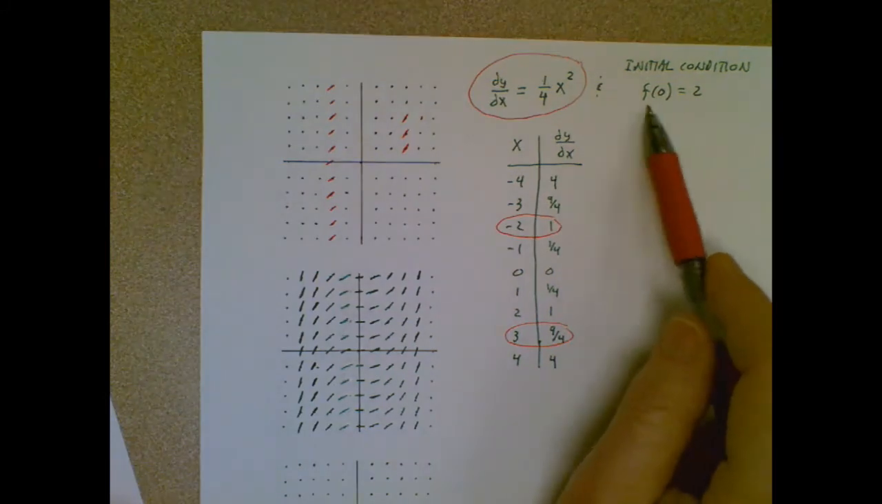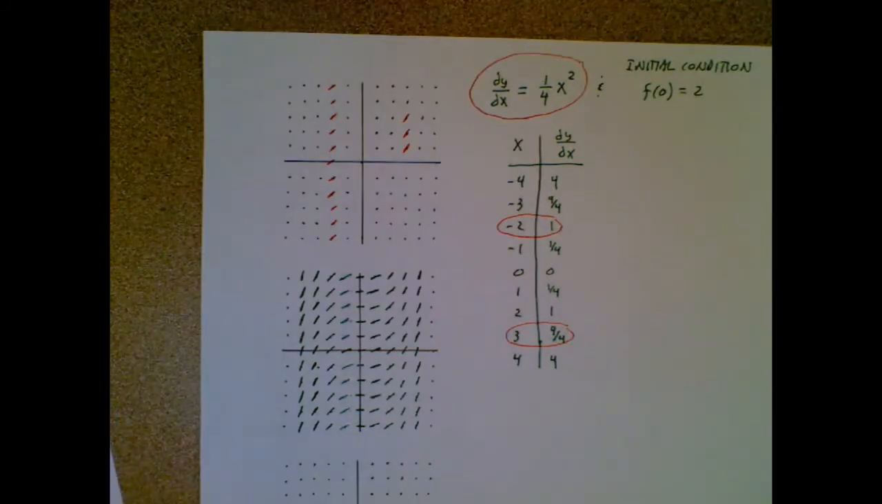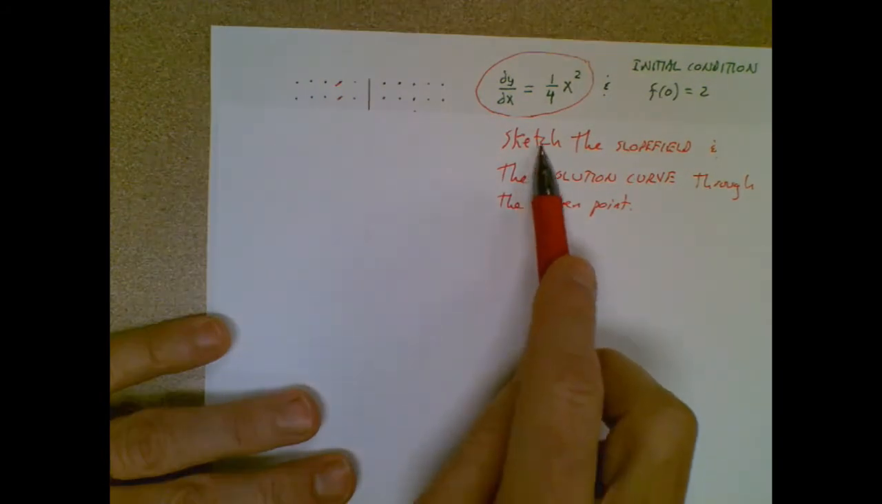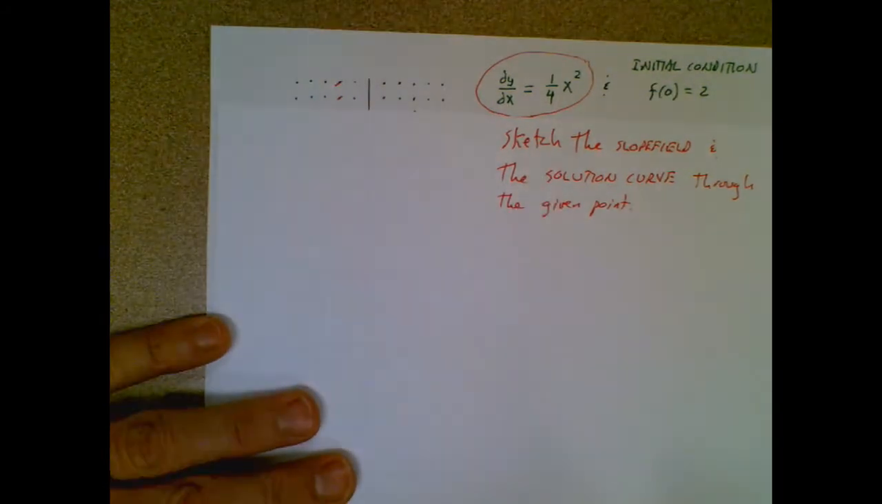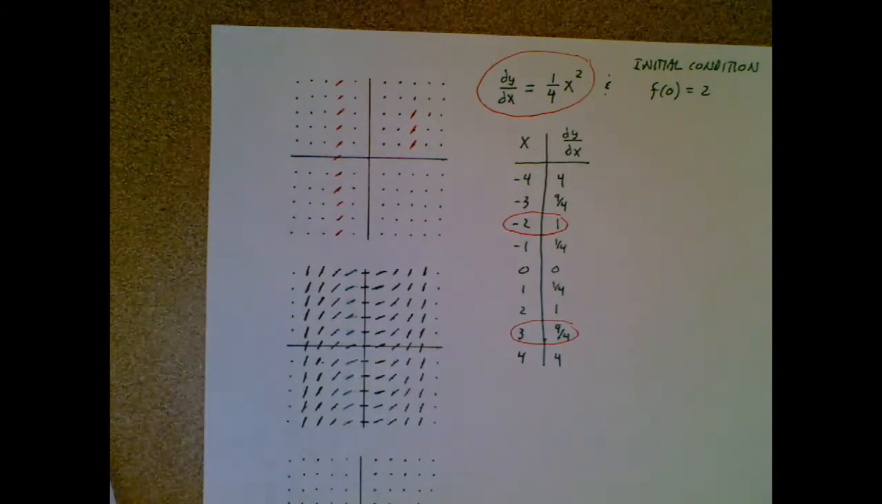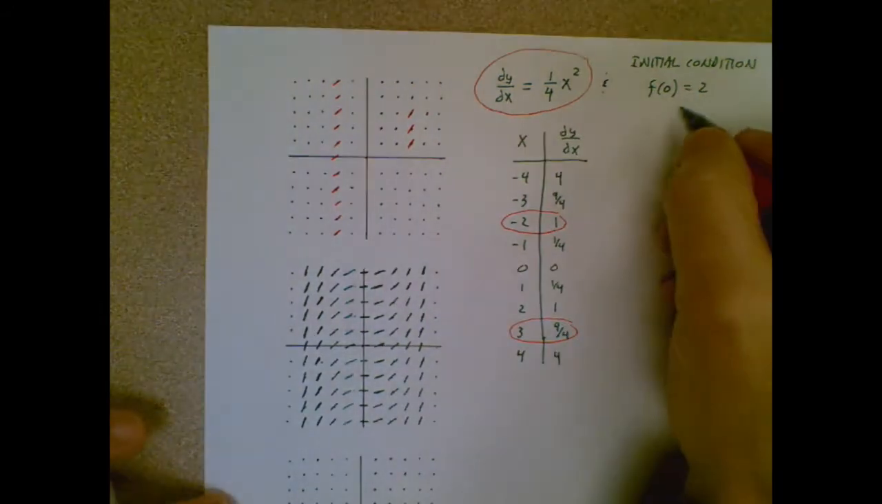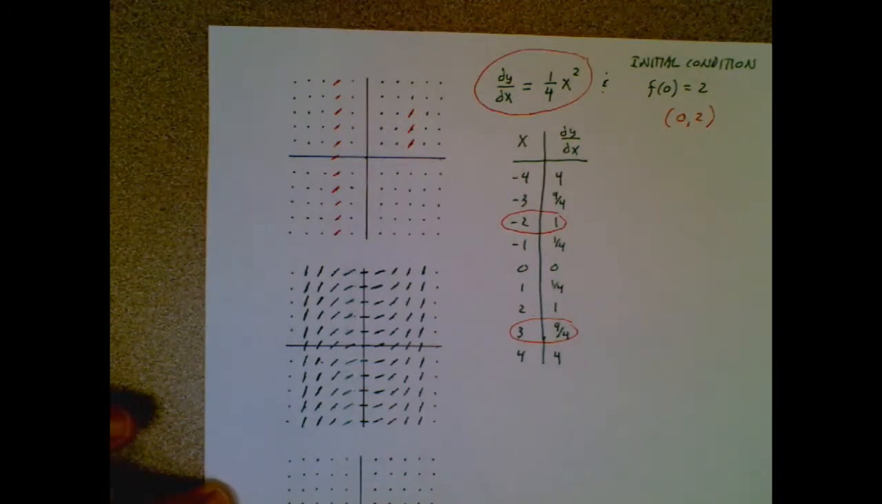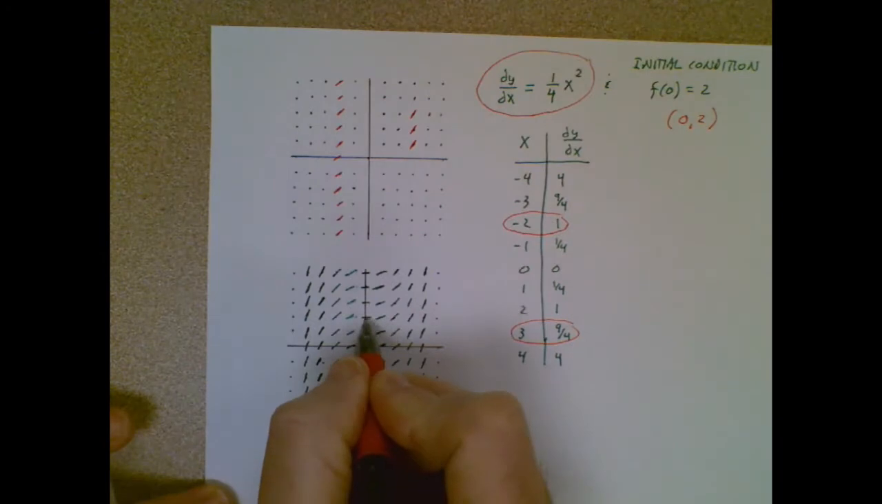But now let's do this. The instructions also said sketch the solution curve through the given point. So here's my given point. It says f of 0 equals 2. In other words, 0, comma 2 is a point. So I'm going to go to my completed slope field, and I'm going to put a point at 0, comma 2.